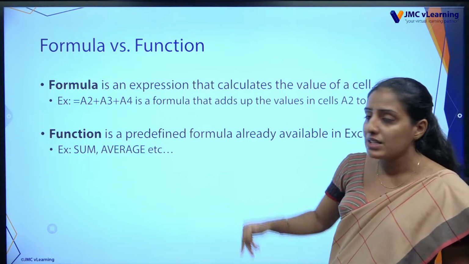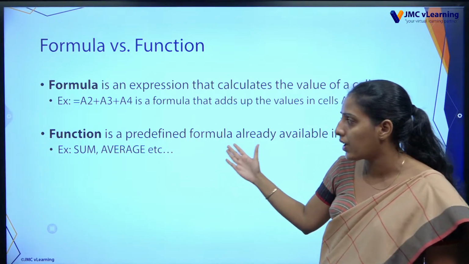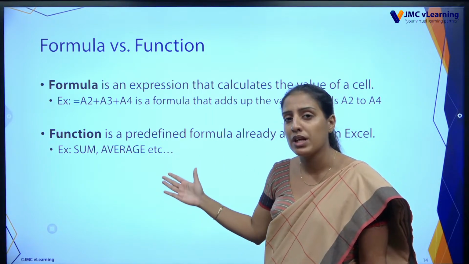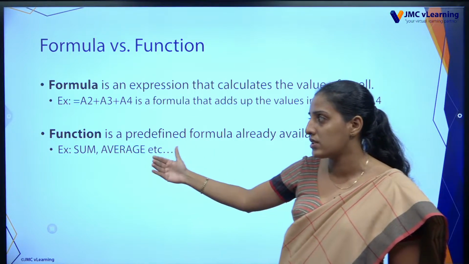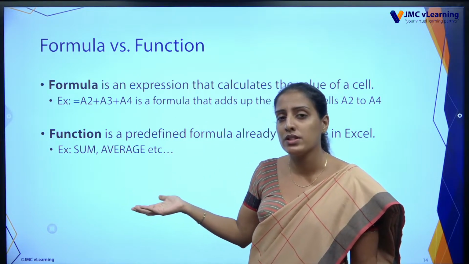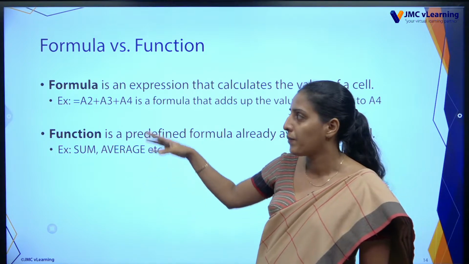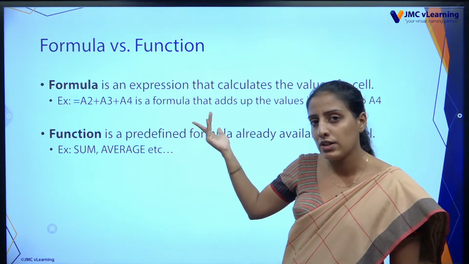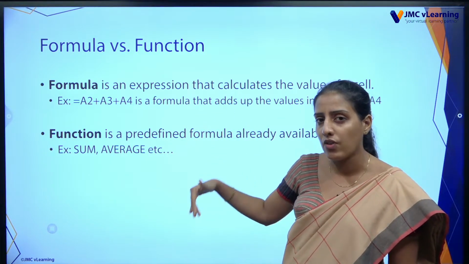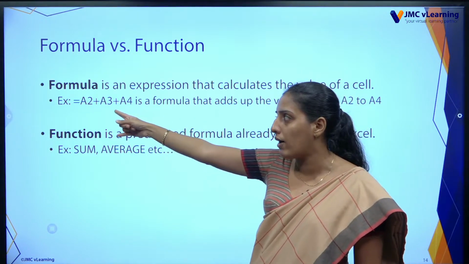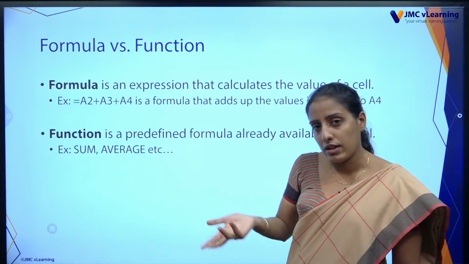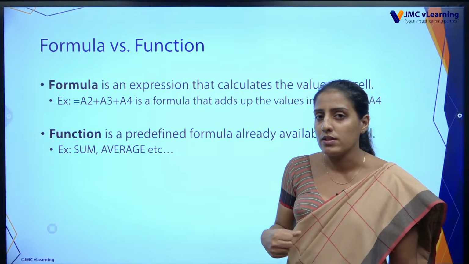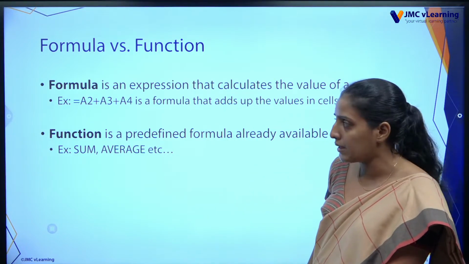Okay. Then what is a function? A function is a predefined formula already available in Excel. Sum, average, max, likewise, you can see so many functions which are predefined words in Microsoft Excel. If you want to get the addition, there are two ways you can do it. You can use either a formula or a function. If you are using the formula, you have to type like this, or you can simply use the sum operation to get the total. So, let us discuss these things in practicals also.